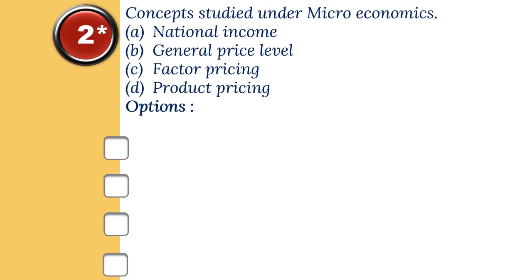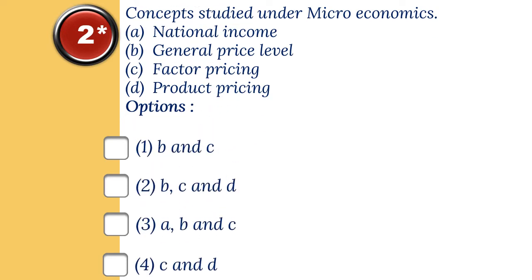2. Concepts studied under microeconomics. A. National income. B. General price level. C. Factor pricing. D. Product pricing. The options are 1. B and C. 2. B, C, and D. 3. A, B, and C. 4. C and D. And the correct option is 4. C and D.